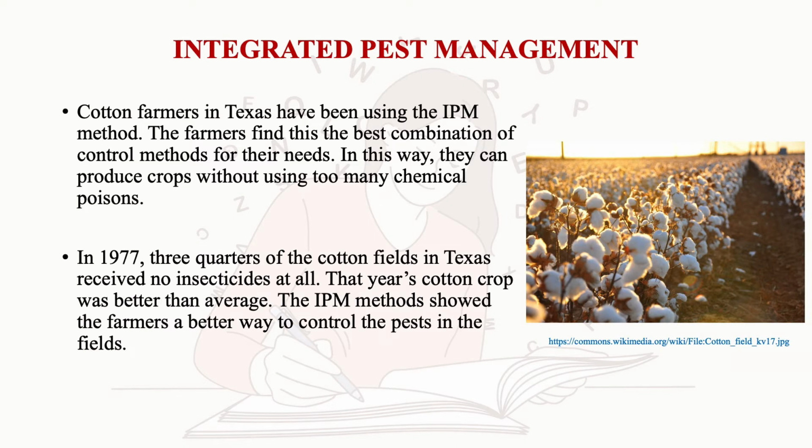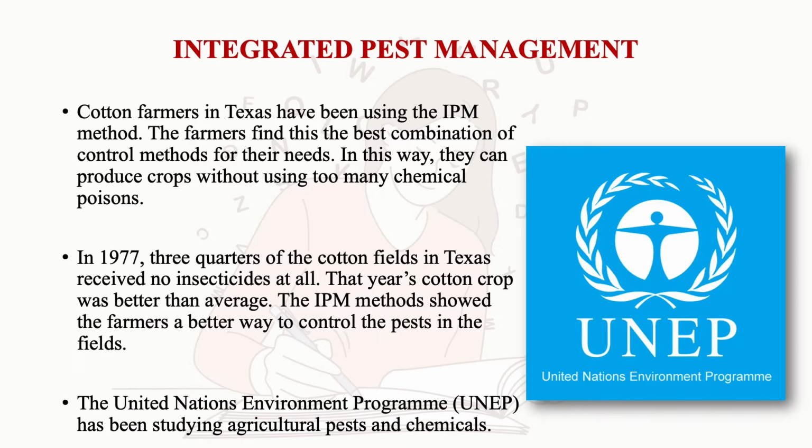In 1977, three-quarters of the cotton fields in Texas received no insecticides at all. That year's cotton crop was better than average. The IPM methods showed the farmers a better way to control the pests in the fields. The United Nations Environment Programme, UNEP, has been studying agricultural pests and chemicals.